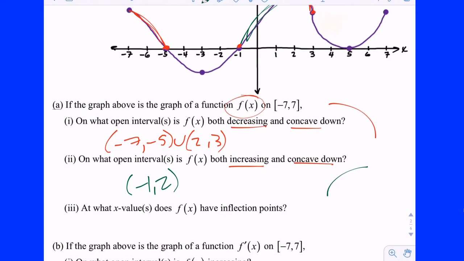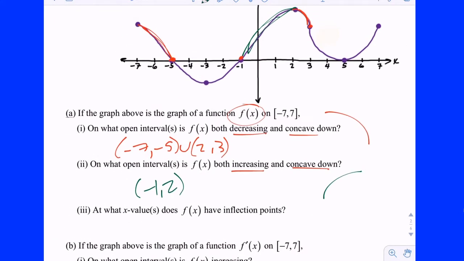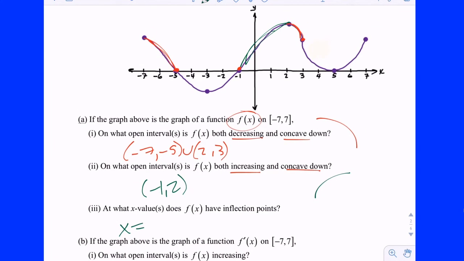At what value or values of x does f have inflection points? Well, that's where the curvature changes. I told you to assume that the dots were the inflection values. So it changes from concave down to concave up first at x equals -5. And then it changes from concave up to concave down at -1. And then it changes from concave down to concave up at 3. And then to the right of 3, it's concave up. So again, you're looking for parts of smiles and parts of frowns. Anytime it changes from smile to frown or frown to smile, it's going to be an inflection value.